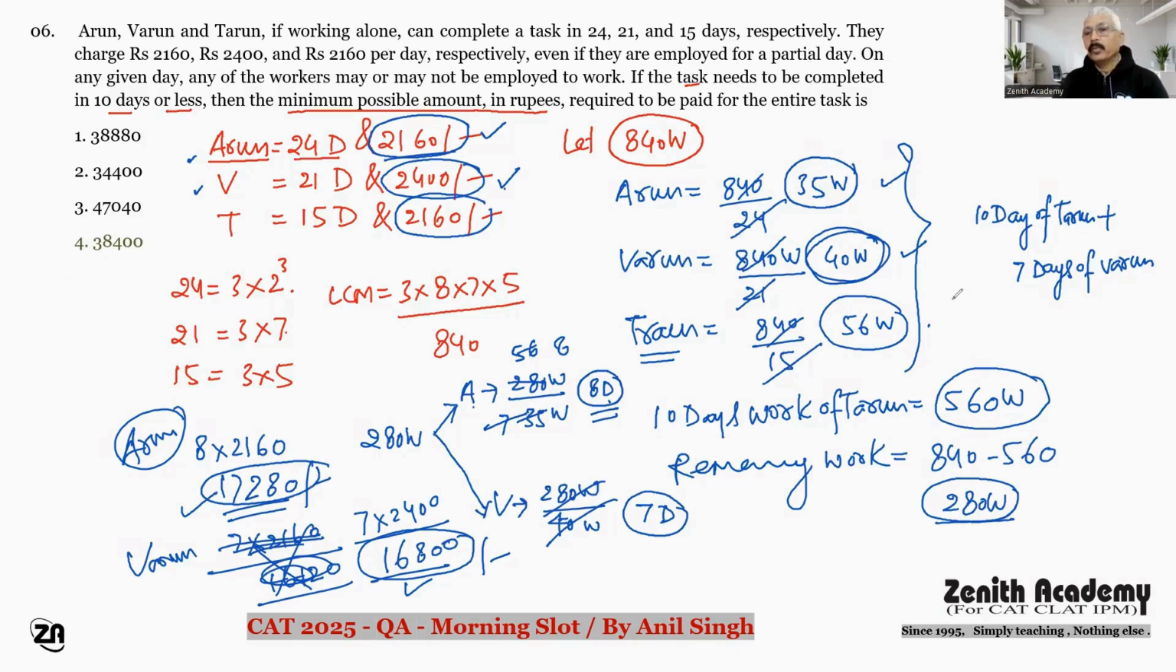So 10 into Tarun का डेली चार्जेस है 2,160 plus 7 into 2,400. अभी इन लोगों ने यहाँ पर ऑलरेडी कैलकुलेट किया था, 16800 आ रहा था. इसको अगर सॉल्व करेंगे तो this is coming 38,400. This is our answer.